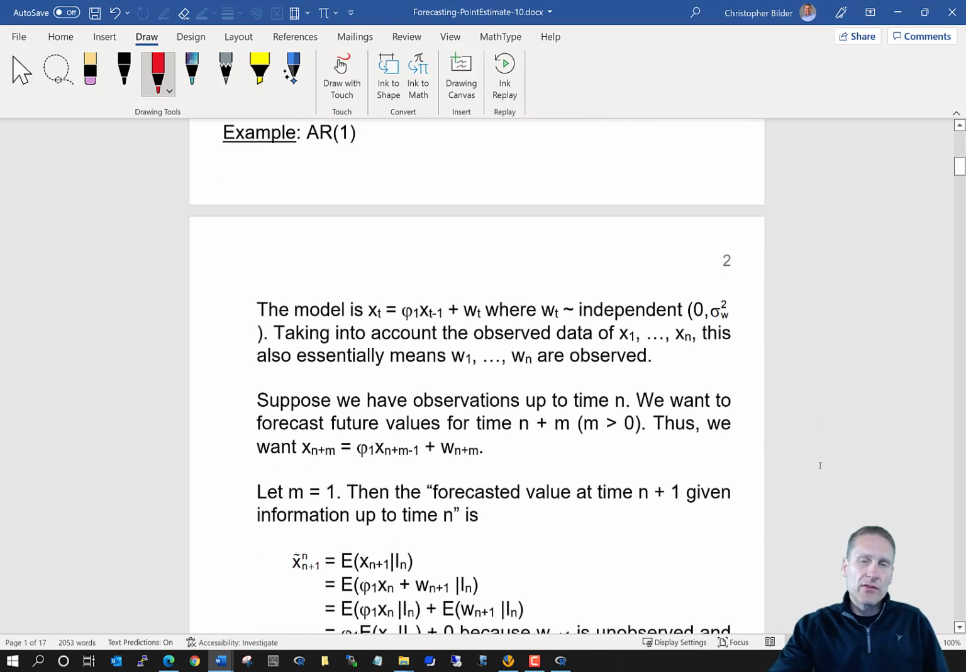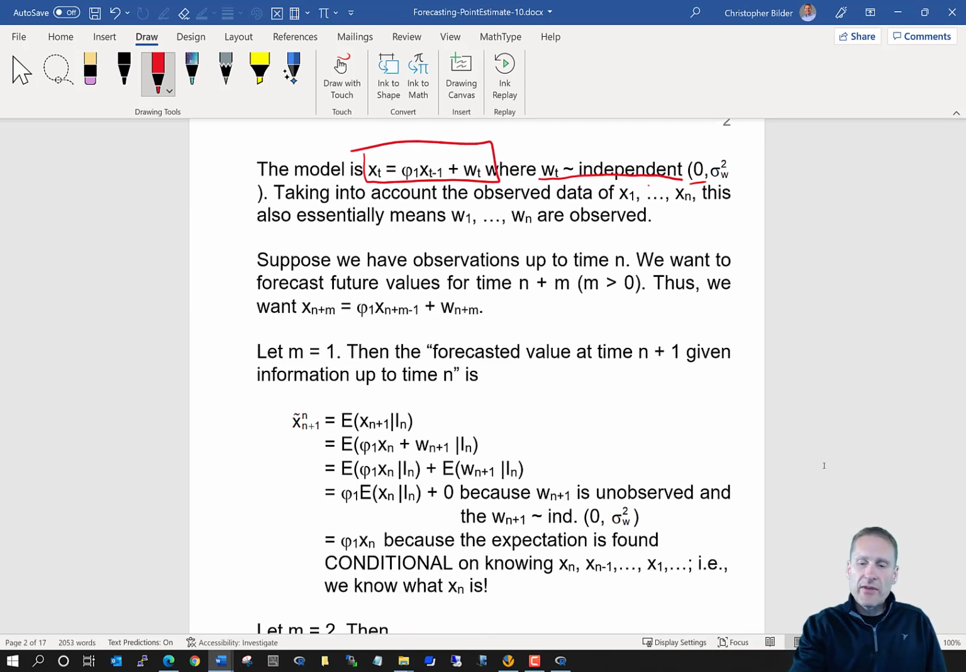Okay, so let's take a look at this relative to our autoregressive 1 model that we've looked at a lot already in this course. So here's what our model looks like. X of t is equal to phi 1 times x of t minus 1 plus w t. The w t's are independent with mean 0, variance sigma squared w. If we were to do estimation, again, we would typically put a normal distribution with that.